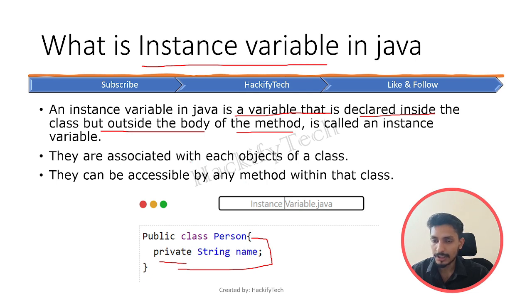They are associated with each object of a class. Whenever you create an object of a class, at that time they are associated. They can be accessed by any method within the class. Suppose you have a method here, this variable can be accessed within it, but only within this class, not other classes. Here also the p is small. Okay, clear?